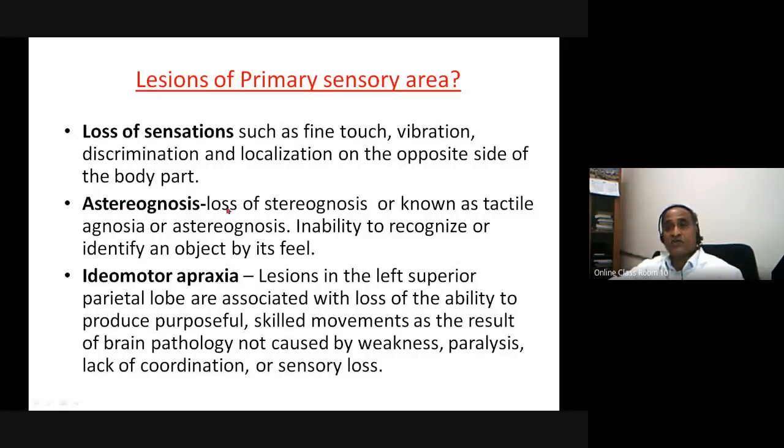I mentioned astereognosis, the loss of stereognosis, because the somatosensory association area is lost. It is the inability to recognize or identify commonly used objects, just like a coin, where I can identify the denomination of the coin, and so on. Ideomotor apraxia, that is, lesions of the left superior parietal lobe, is associated with the loss of ability to produce purposeful, skilled movements as a result of brain pathology, not caused by weakness, paralysis, incoordination, or sensory loss.